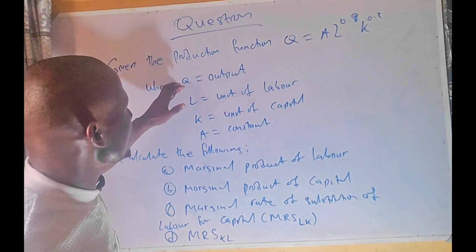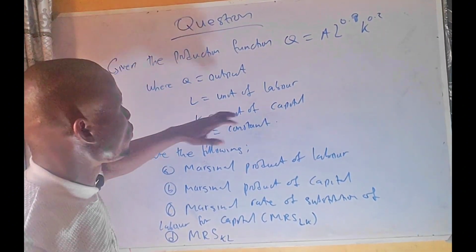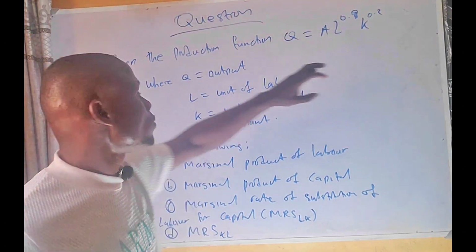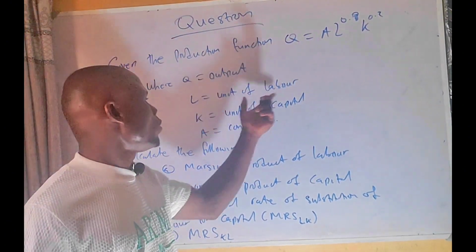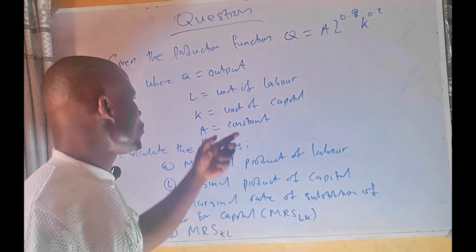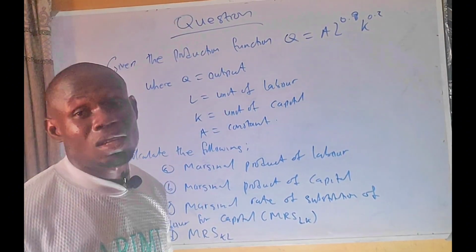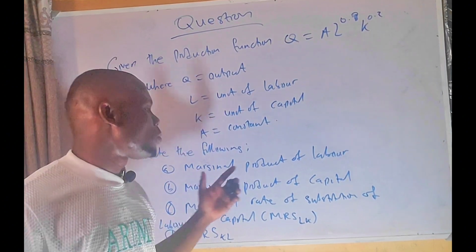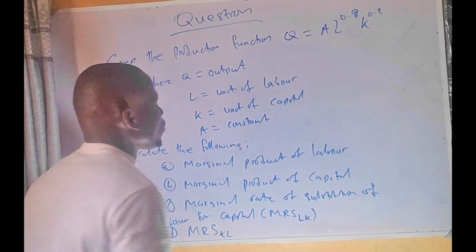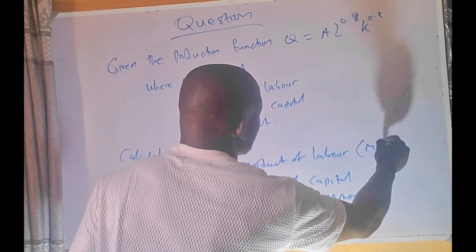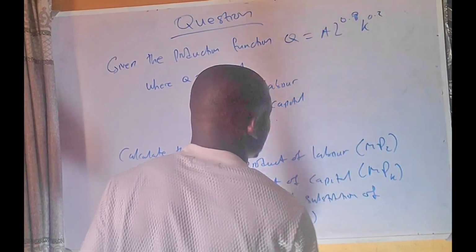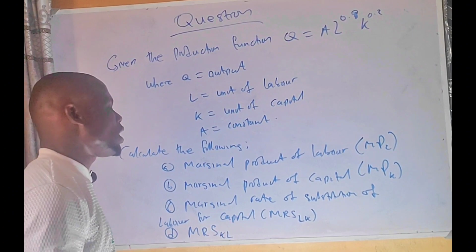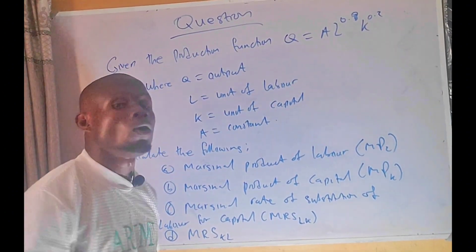Now this is the specification of the function given. Q is quantity, that is the output produced. L is the unit of labor, K is the unit of capital, and A is a constant. And we have to find the marginal product of labor and marginal product of capital. Also, we have to find the marginal rate of substitution of labor for capital.